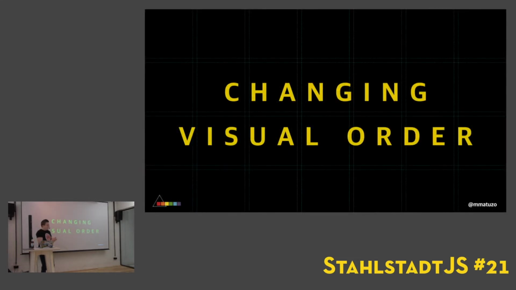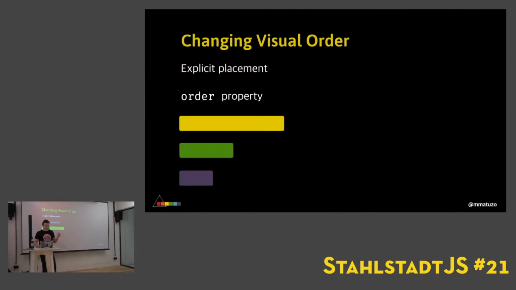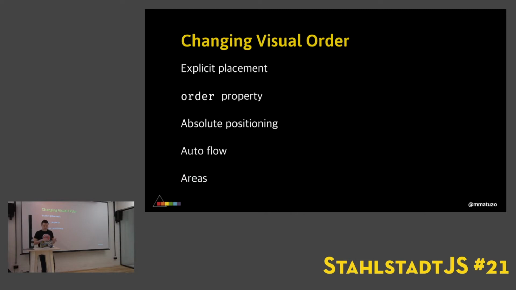Visual order is the first thing I want to talk about, or actually changing visual order. The Grid specification provides us with many different ways of changing order in Grid. There is explicit placement, there is the order property, there is absolute positioning, which you can combine with explicit placement, which is very interesting. There's the autoflow property, and there are areas. Now I'm going to talk about all of those, but before I do that, I want to talk about visual order in general.